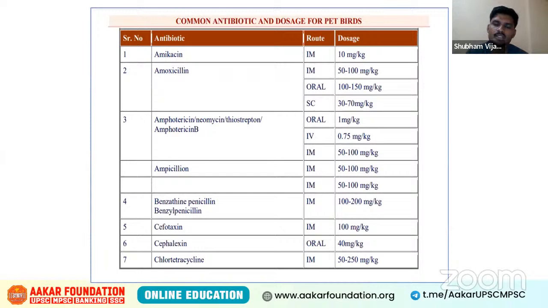So how to treat it? We have to treat it with a wide range of antibiotics, but the routes may vary. They can be given at different doses by different routes, particularly IM, oral, subcut, or IV.